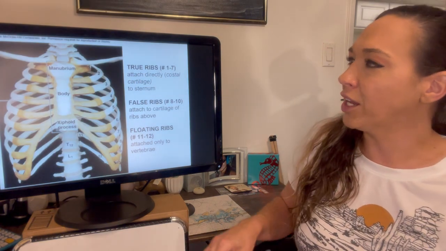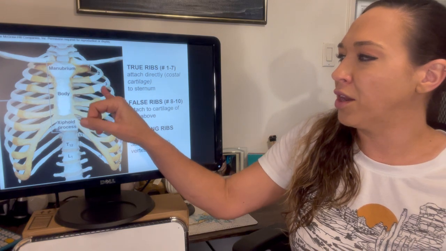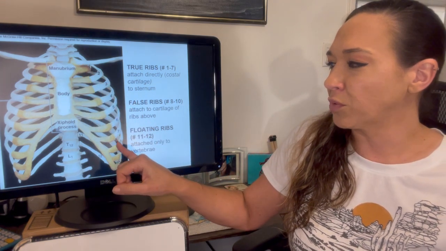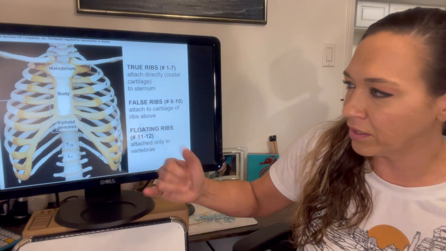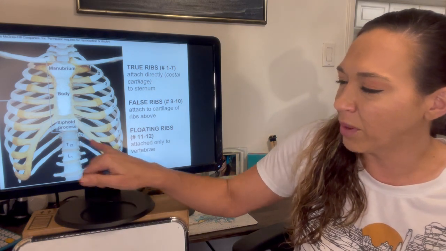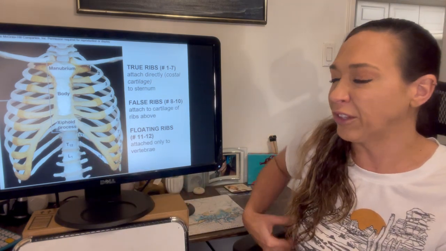That's what we can see right here. All right, we've got our true ribs 1 through 7. You've got our false ribs 8 through 12. And then you can't see super well right here, but 11's kind of hiding back here and 12's kind of hiding right here, basically floating.